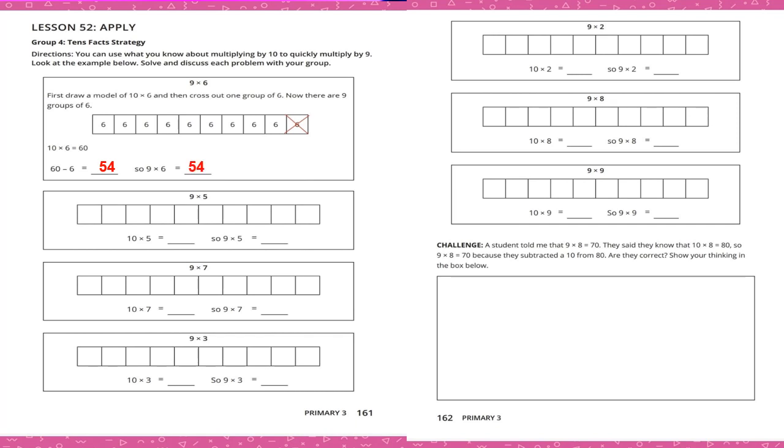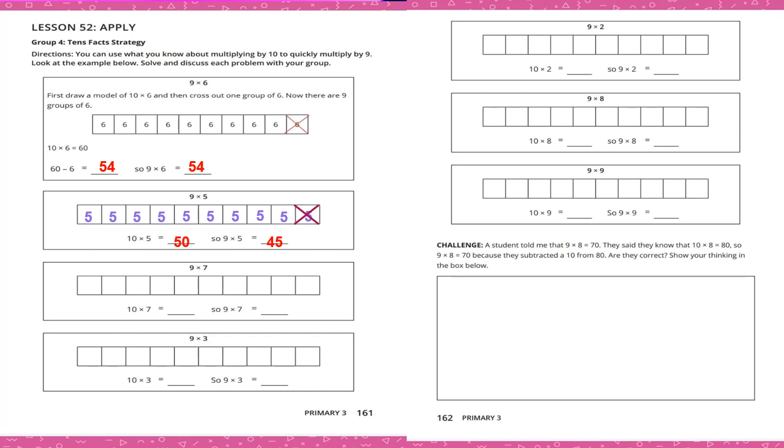Another example. 9 times 5. Here we will get 10 times 5 equals 50. And here 5 repeated 10 times. And cancel one 5, or take away one 5. It means 50 minus 5 equals 45.